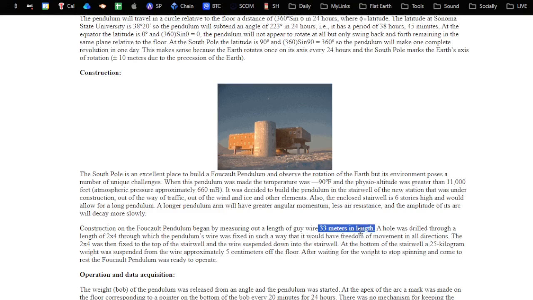Guys, how far is 33 meters? I'm pretty sure that's over 100 feet. We just learned from somebody else at the South Pole station that that stairwell is 50 feet. I think it said less than 50 feet.